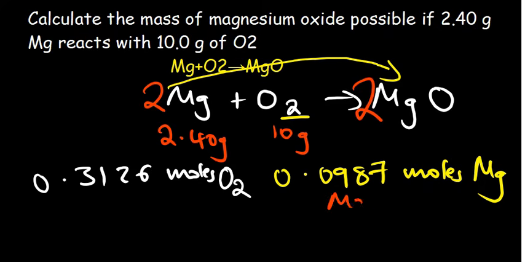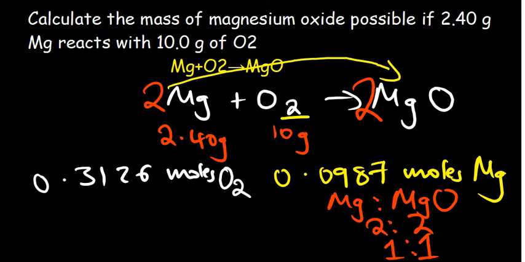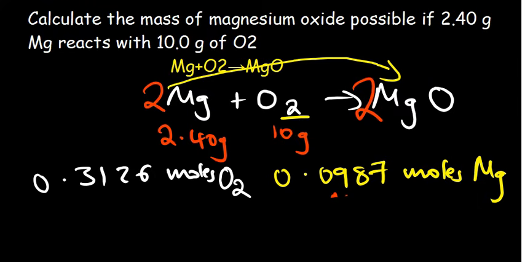So magnesium compared to magnesium oxide, they are in the ratio of 2 to 2, which is just 1 to 1. When a reactant and a product are in the ratio of 1 to 1, it tells us they have the same number of moles. So the number of moles that we've determined for magnesium is exactly the number of moles of magnesium oxide that can be expected. Therefore, we have the number of moles of magnesium oxide already.